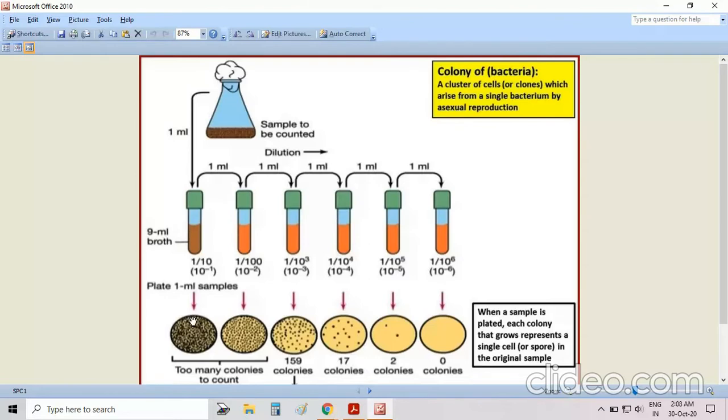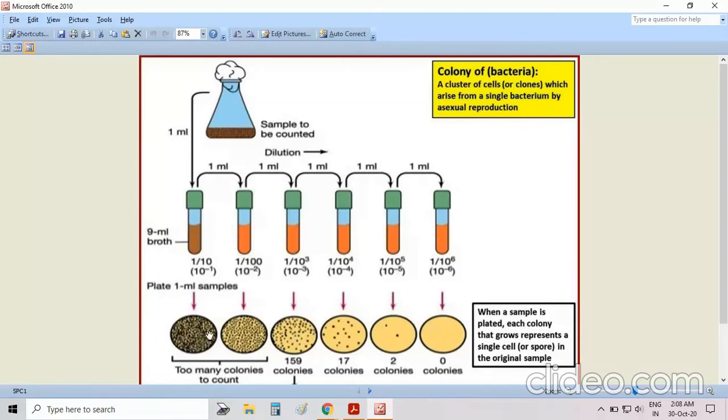Now you can see in the first petri dish there are many colonies that you cannot count. In the second petri dish also there are many colonies you cannot count, but in the third, yes, we can count them, whereas in the first petri dish we can see them with naked eyes.